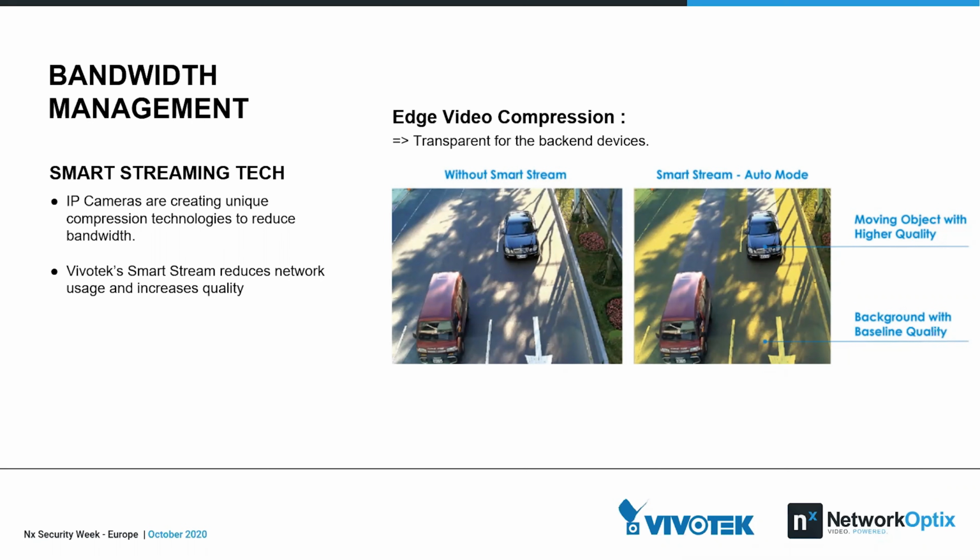So it's a very important thing. And the best is that it's done by the camera on edge, so it's totally transparent for any VMS. So you don't need any special integration for reading the videos afterward or anything. This is done by the camera itself.